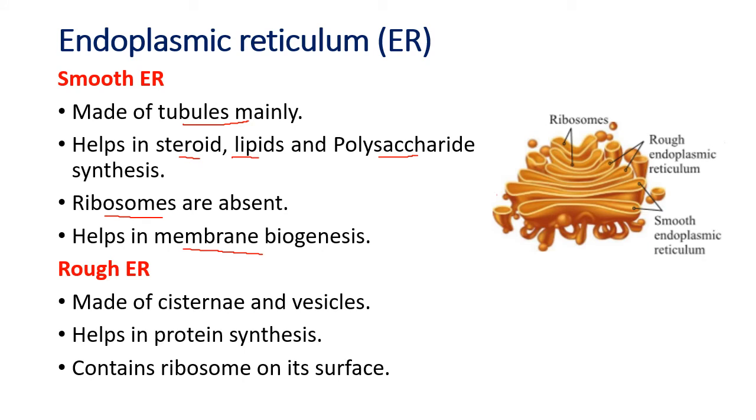The rough ER is made up of cisternae and vesicles. Vesicles are these dots and cisternae are the smaller tubes. So rough ER has cisternae and vesicles because of the ribosomes, and ribosomes help in protein synthesis, and it is rough because it contains ribosomes on its surface. So again, endoplasmic reticulum is a tube-like structure. Smooth will mainly do the function of transportation, and rough will do protein synthesis. So this was endoplasmic reticulum.